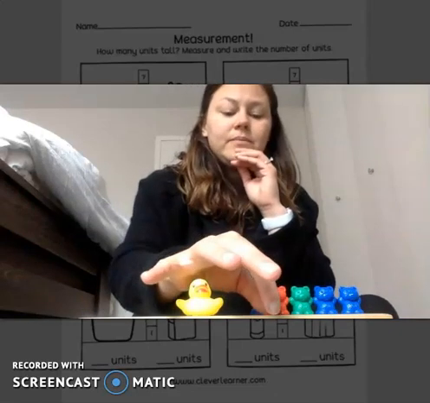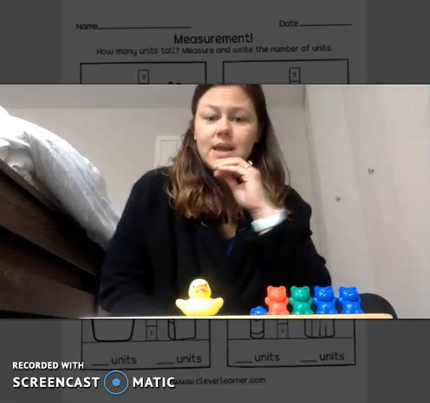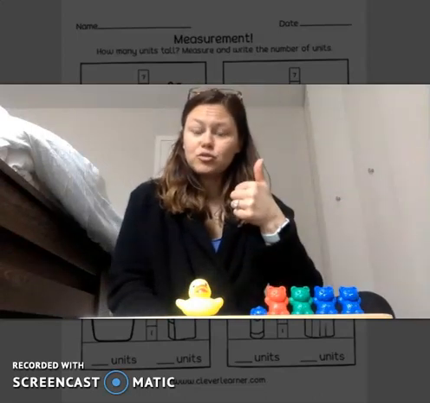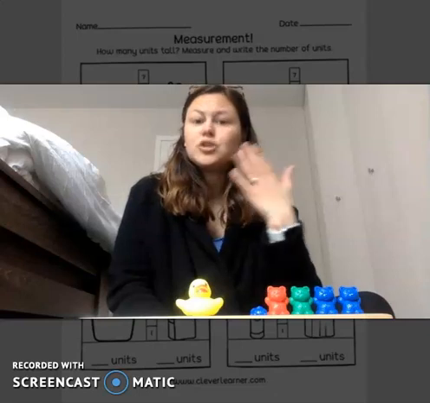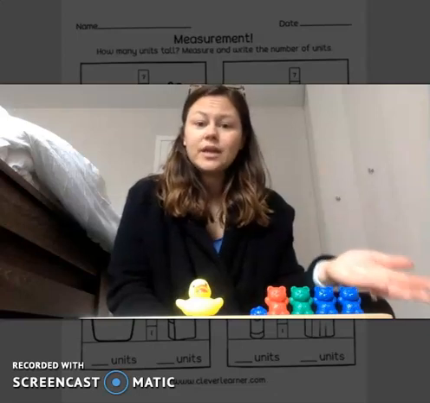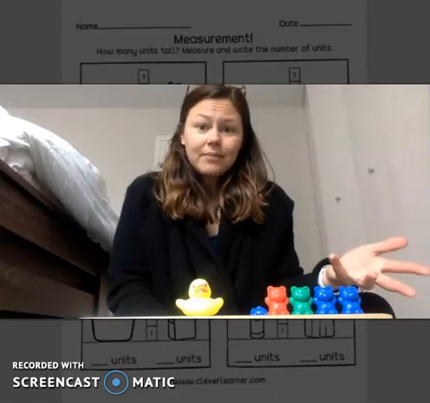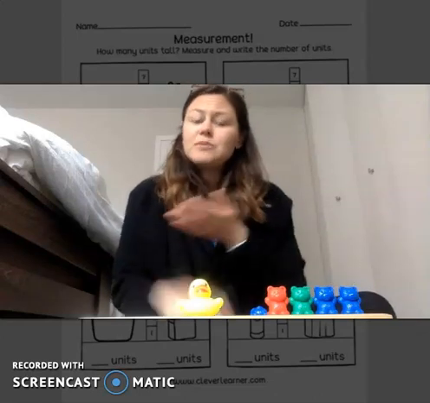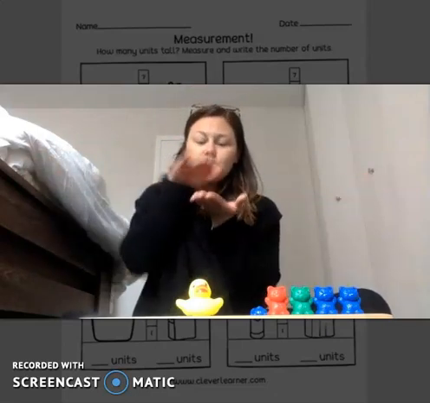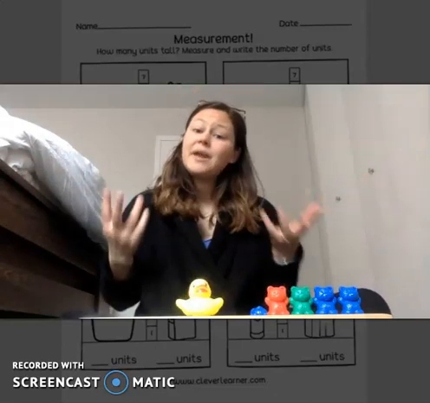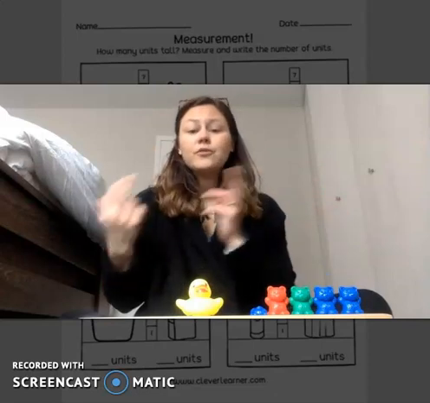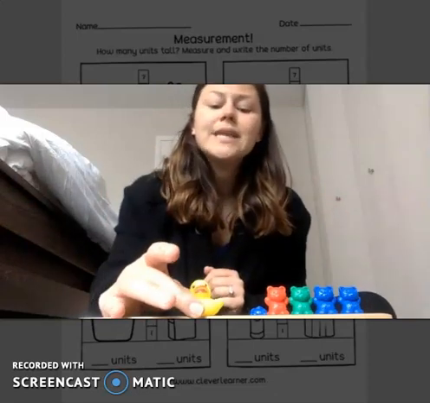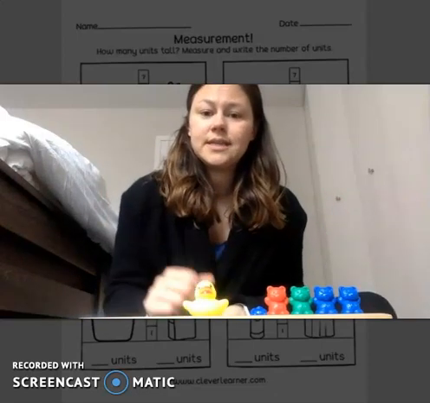When I put them touching like this, I know that I can get a good measurement, or something called accurate, which means that every single time I do it, it's going to be the same. I'm going to get the correct answers, and I'll be able to tell which objects are shorter and which objects are longer, or which objects are shorter and which objects are taller, depending on if I'm doing length or if I'm doing height. So let's measure the length of this duck.